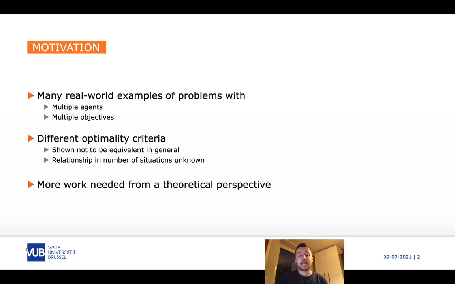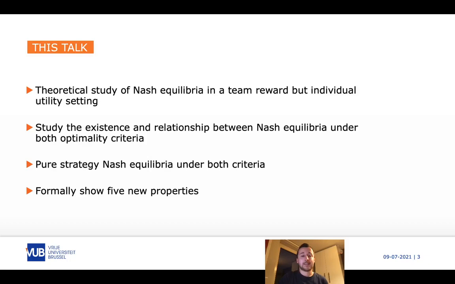Now, with the types of games that we consider in this work, and specifically using the approach that we do, we have different optimality criteria. And previous work has actually shown that these different optimality criteria are not equivalent in general, but the relationship between these criteria is still unknown in a number of situations. So this led us to conclude that there is more work needed from a theoretical perspective. And that is exactly what we will be discussing in this talk.